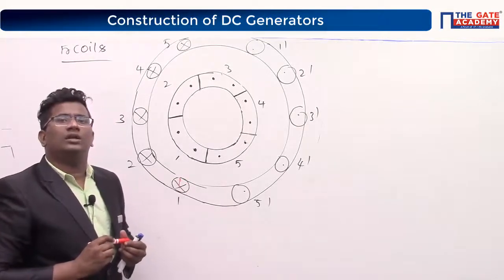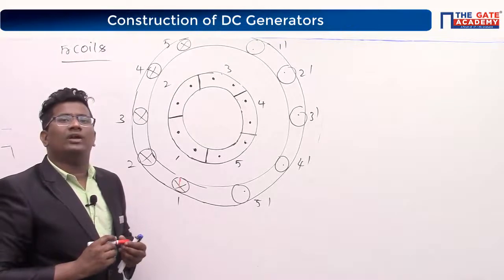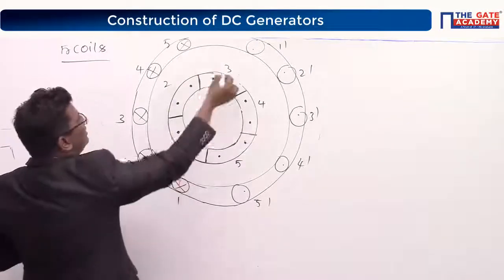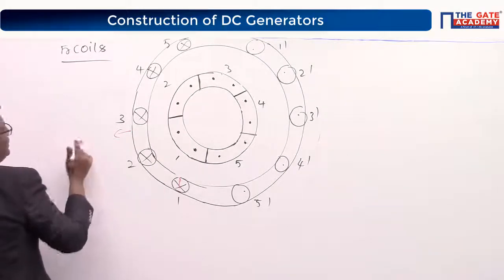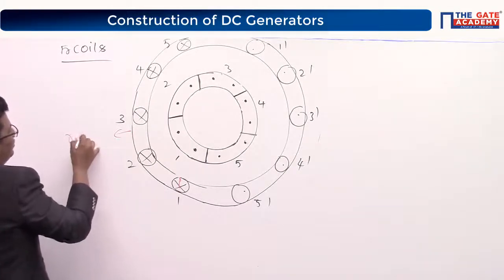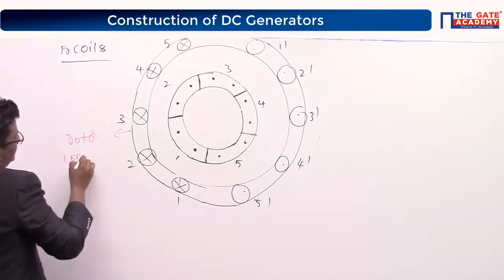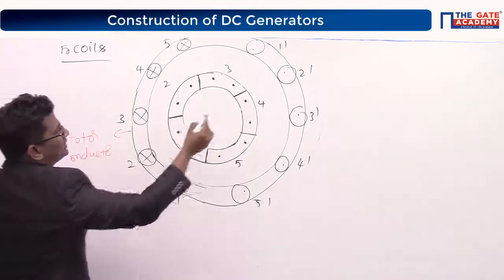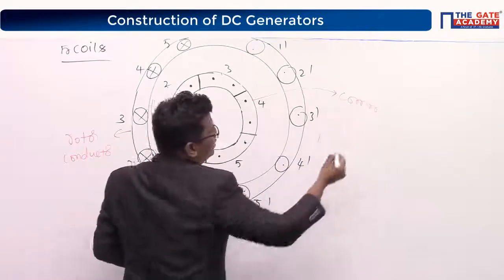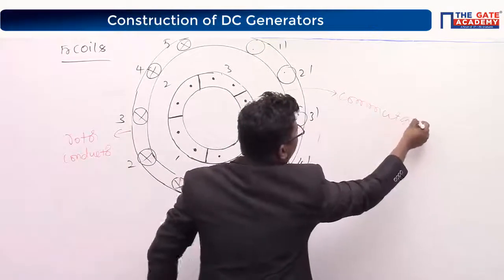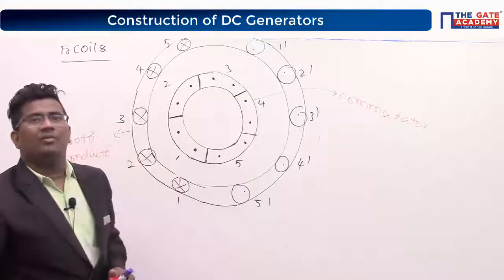One circle is commutator and the outer one is armature. Yes. This is our rotor conductors. This is our commutator. Now is it clear?